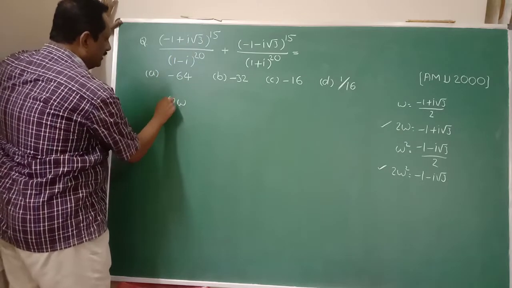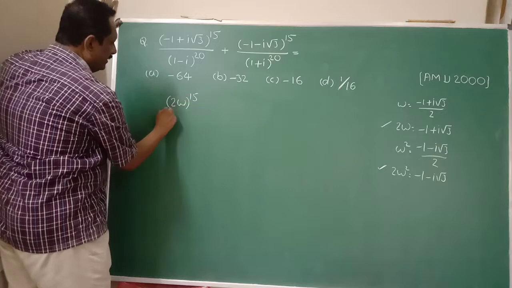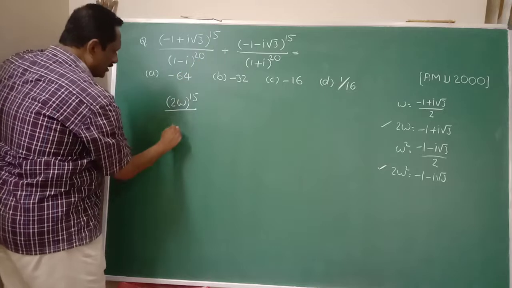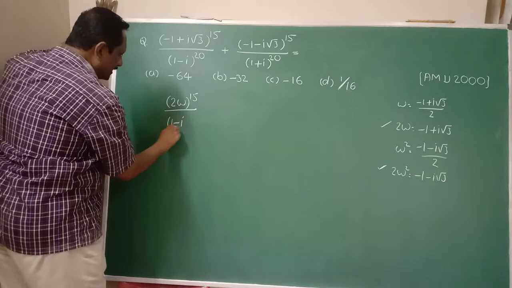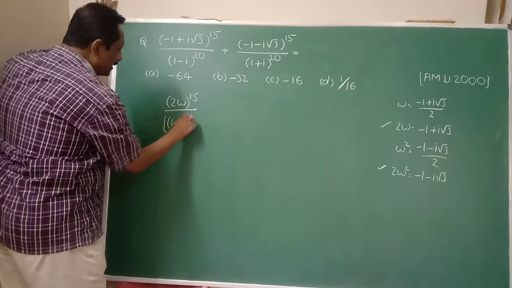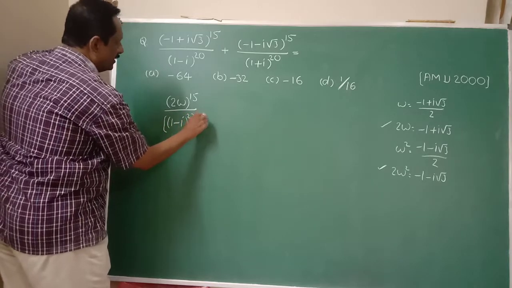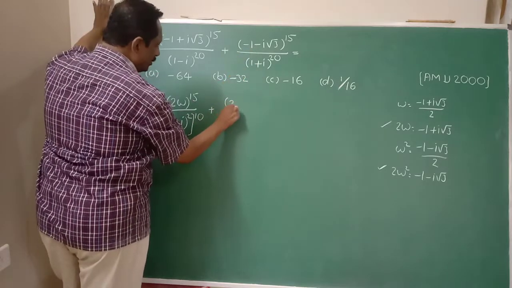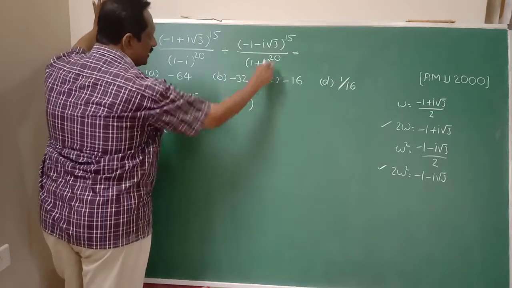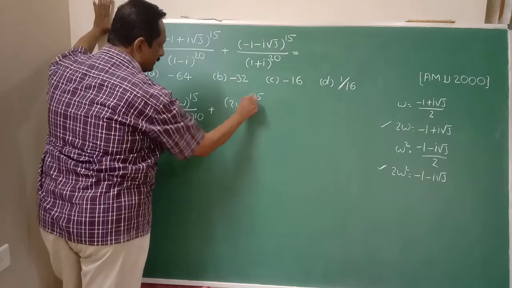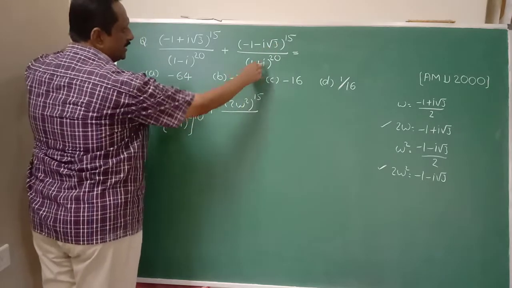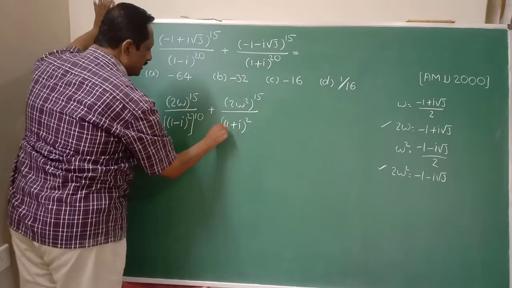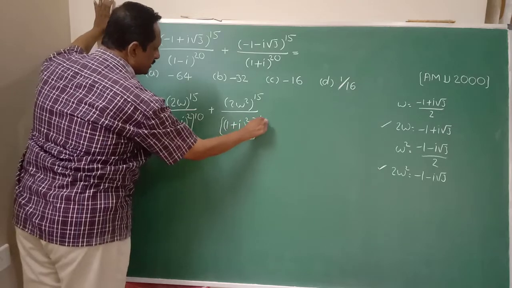So we have (2 omega) raised to 15 divided by (1 minus i) raised to 20. You can write (1 minus i) raised to 20 as (1 minus i whole square) raised to 10. Then plus, (minus 2 omega square) raised to 15 divided by (1 plus i) raised to 20, which is (1 plus i whole square) raised to 10.